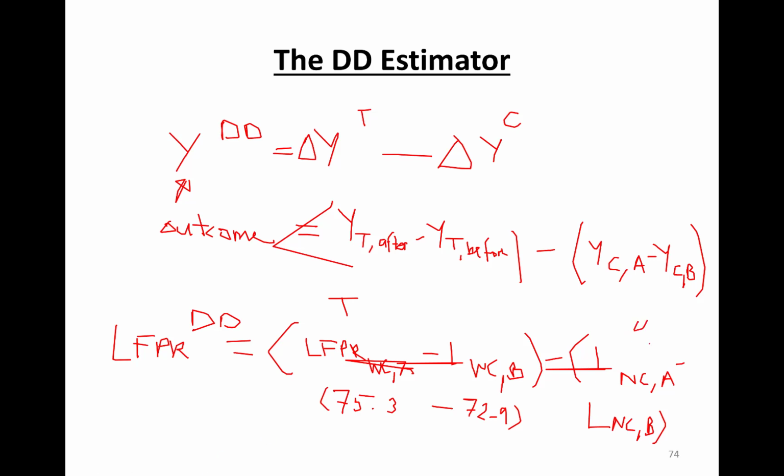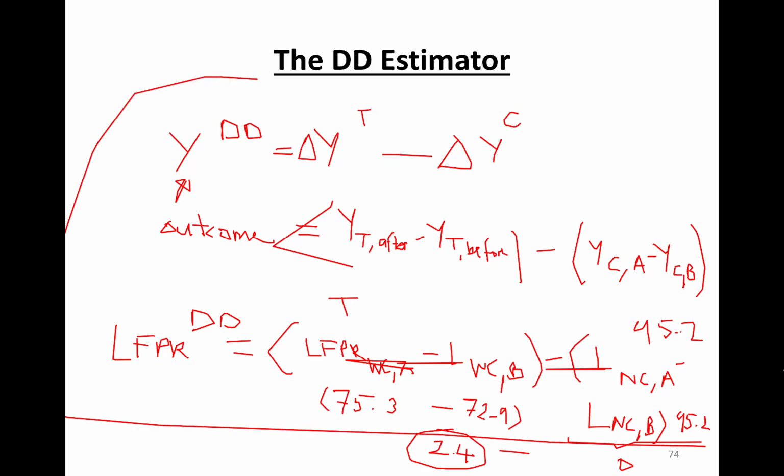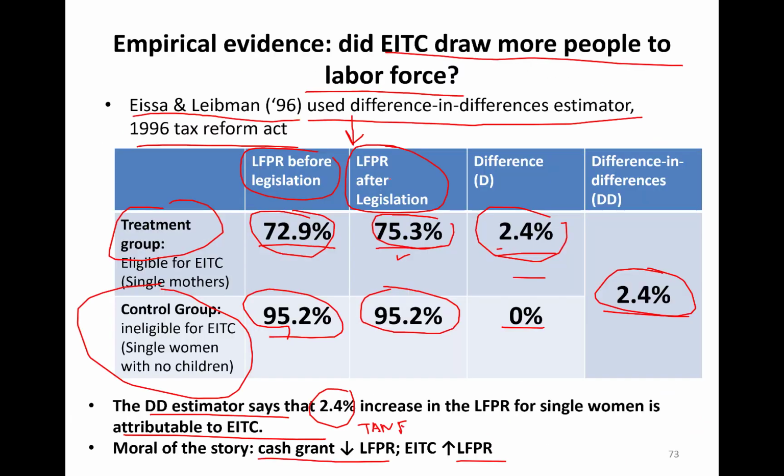So these are all 95.2. 95.2 minus 95.2. This is 0. This is 2.4 minus 0. So a 2.4% increase in labor force participation rate of single women is attributable to this policy change. Please always write this down if you don't want to make mistakes. Because usually this is what students make mistakes on. Instead of doing after, before legislation change, they do before, after. So if you write down the formula, you will never make a mistake.